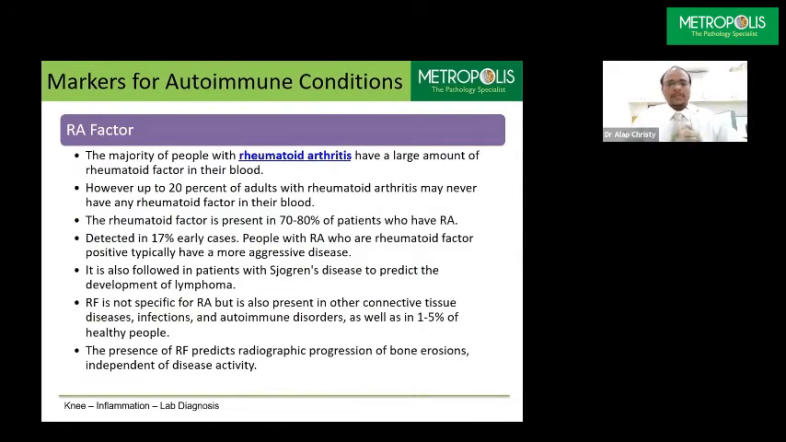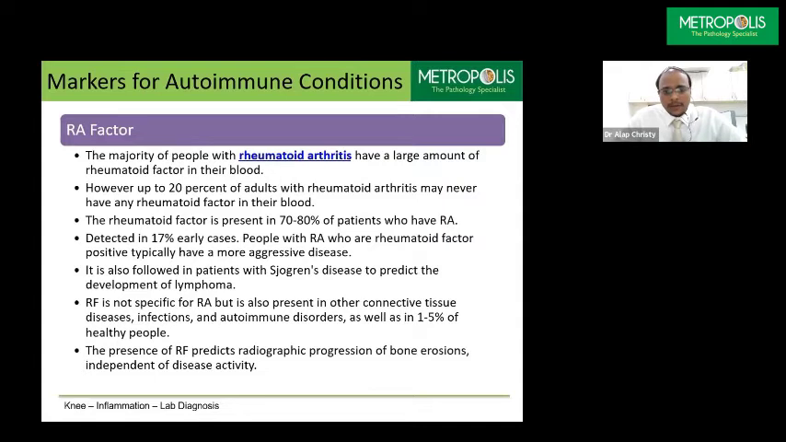Now let's have some information, since the question came up about the RA factor. What does RA factor help in? The majority of people with rheumatoid arthritis have a large amount of rheumatoid factor in their blood. About 20% of adults with rheumatoid arthritis may never have rheumatoid factor. If you talk about sensitivity, it is up to 70 to 80%: if the RA factor is present, then rheumatoid arthritis can be diagnosed. However, in early cases of rheumatoid arthritis the sensitivity is a little less, because only 17% of cases can be detected by RA factor alone.